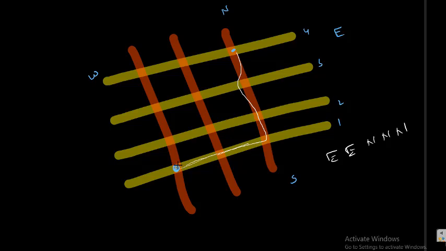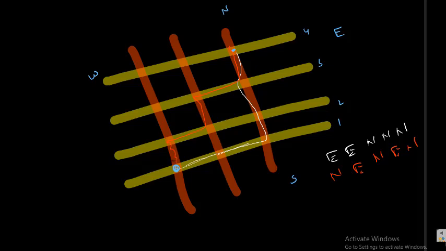So another way is he can travel in this way. I will choose another color for that. See, he can travel like this, like this, like this, like this. So what happened? First north, next east, next north, next east, next north. Okay, this is one of the ways.